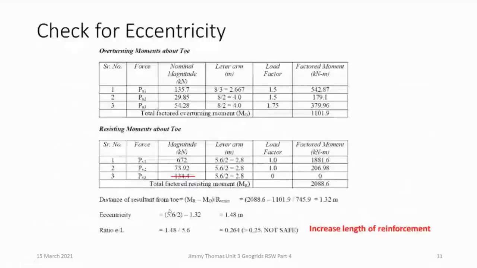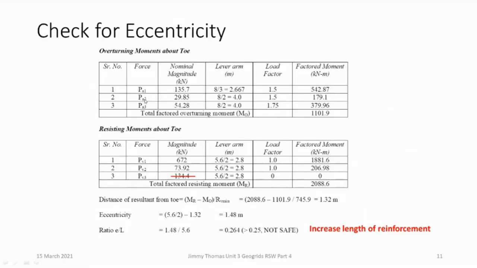Next we go to eccentricity. Here again we have to calculate the moments. We take the moments about the toe. PA1 is due to the active earth pressure due to fill. This magnitude we have earlier calculated, 135.7. Then the lever arm will be height divided by 3, because the distribution is triangular. So the lever arm will be 8 by 3, 2.667. Then we take a load factor of 1.5. So this is the factored moment.